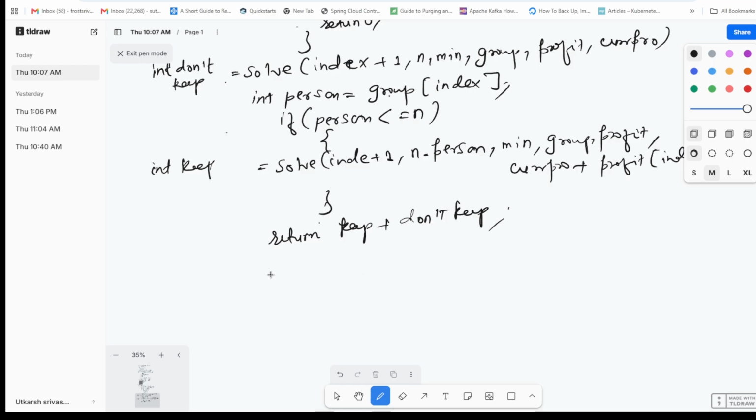And we can see here what our memoization state, or the caching state, or the DP state is. If we see our DP state, here it will be the index, n the number of persons, and the current profit, right? Because that is also changing. So this will also be our state.